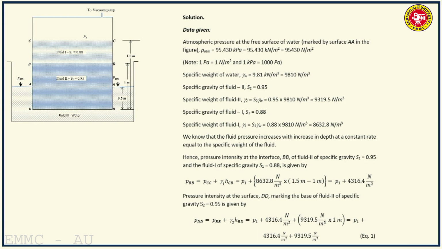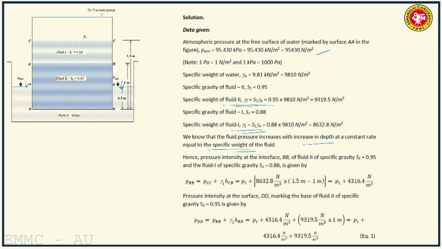Now you take AA, that is atmospheric pressure at the free surface of water. So this is free surface, this is free surface. That is given, atmospheric pressure is given. Specific weight of water is given. So specific gravity of fluid 2, specific weight of fluid 2, then similarly specific weight of fluid 1. So the fluid pressure increases with increase in depth at a constant rate equal to the specific weight of fluid.